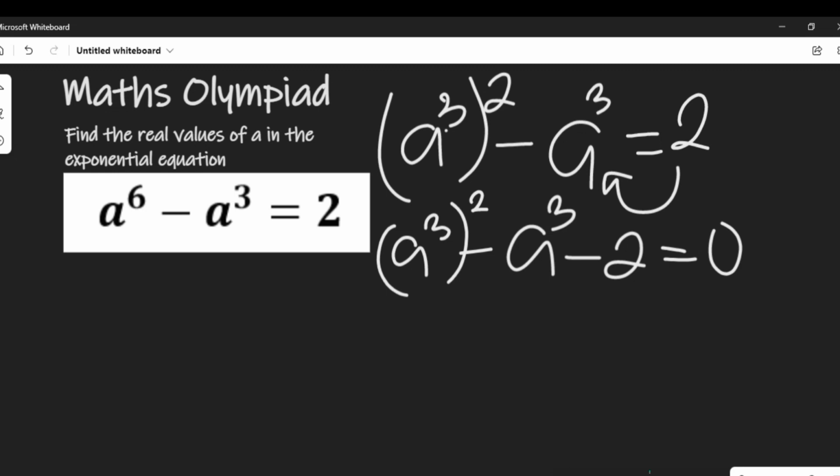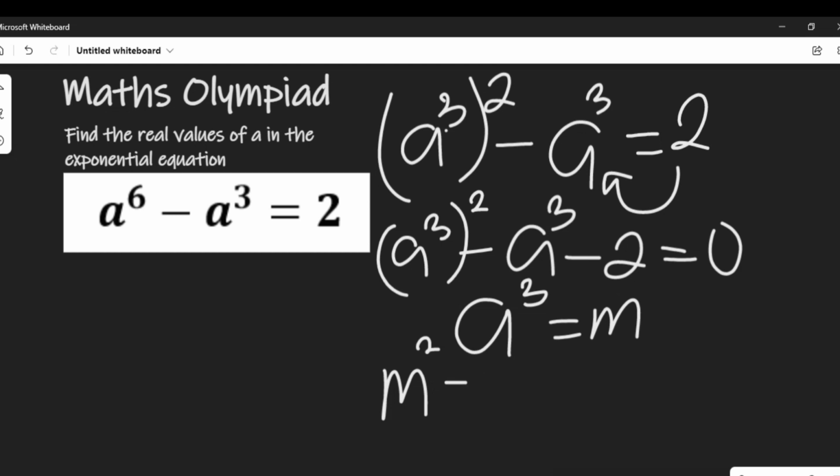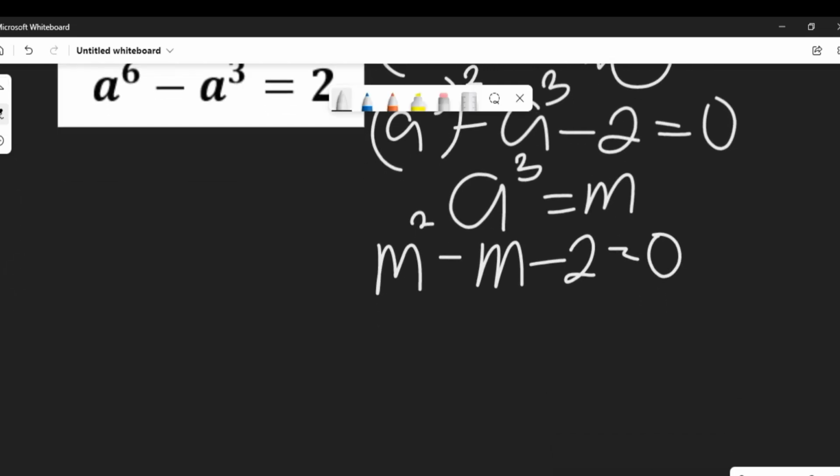So in this equation now, we have a raised to power 3 as our power. So we'll let a raised to power 3 be equal to m. So if a raised to power 3 is equal to m, we'll have m squared minus m minus 2 equal to 0. Now, having gotten this, we are going to solve this quadratic equation using the factorization method.